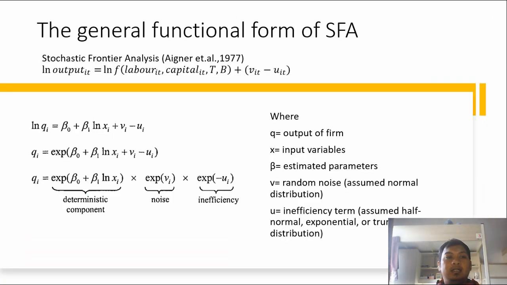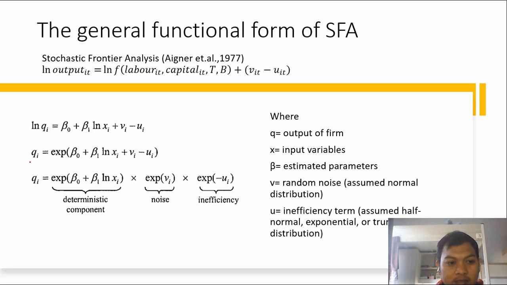And then the general functional form of SFA. This one, the log of output is equal to the log function of the inputs here, labor, capital, and so on, plus noise and minus the inefficiency. This is the deterministic component, this is noise and this is inefficiency. This one is the Cobb-Douglas function.